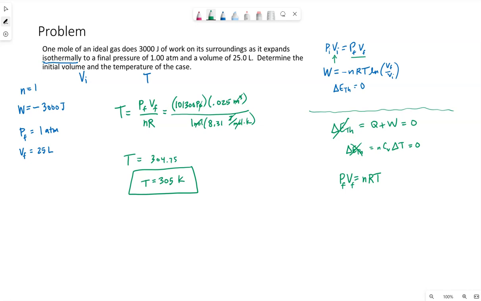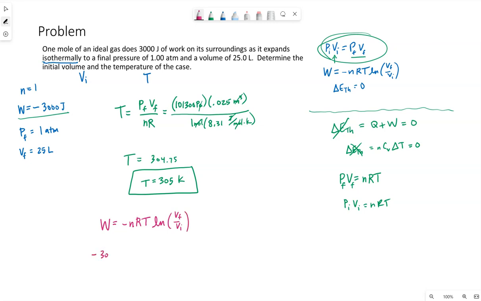Now volume. The ideal gas law leads us back to P initial, V initial equals nRT, which is essentially the equation at the top. Because we've been given a value for work, let's use the work equation. We do know the number of moles. R is a constant. We have now found the temperature. So this should be helpful.